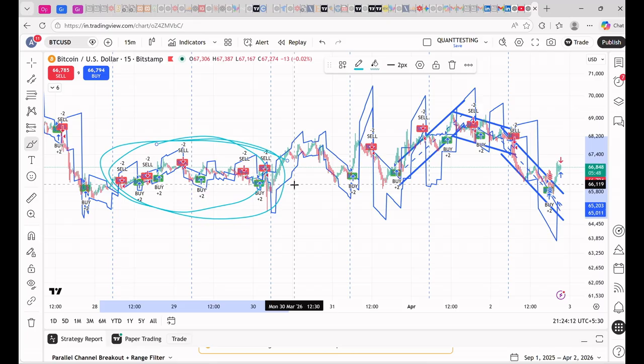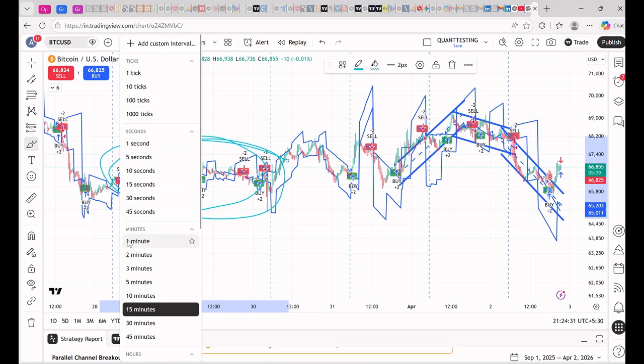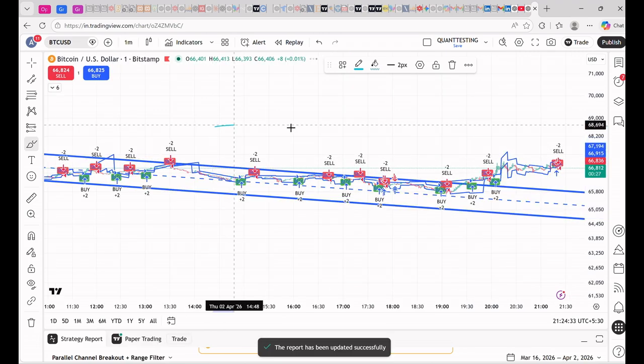Third is consistency. Did you perform testing regularly? Did you maintain the same level of effort across all time frames? Fourth is quality of analysis. Did you provide meaningful insights? Did you identify patterns correctly? Did you suggest logical improvements? These factors together will determine your overall performance.